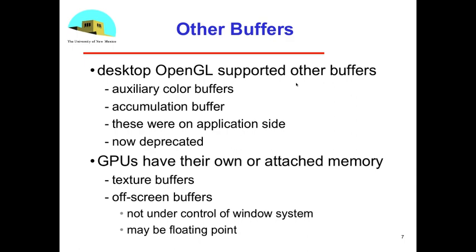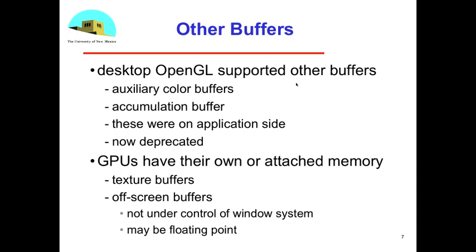Now, if you look at where the memory is on the GPU side, you've got multiple kinds of memory there. So there's memory that's attached to the GPU on the graphics card. So that'll be, sometimes there'll be texture memory. There'll always be texture memory where you can store a lot of texture images.